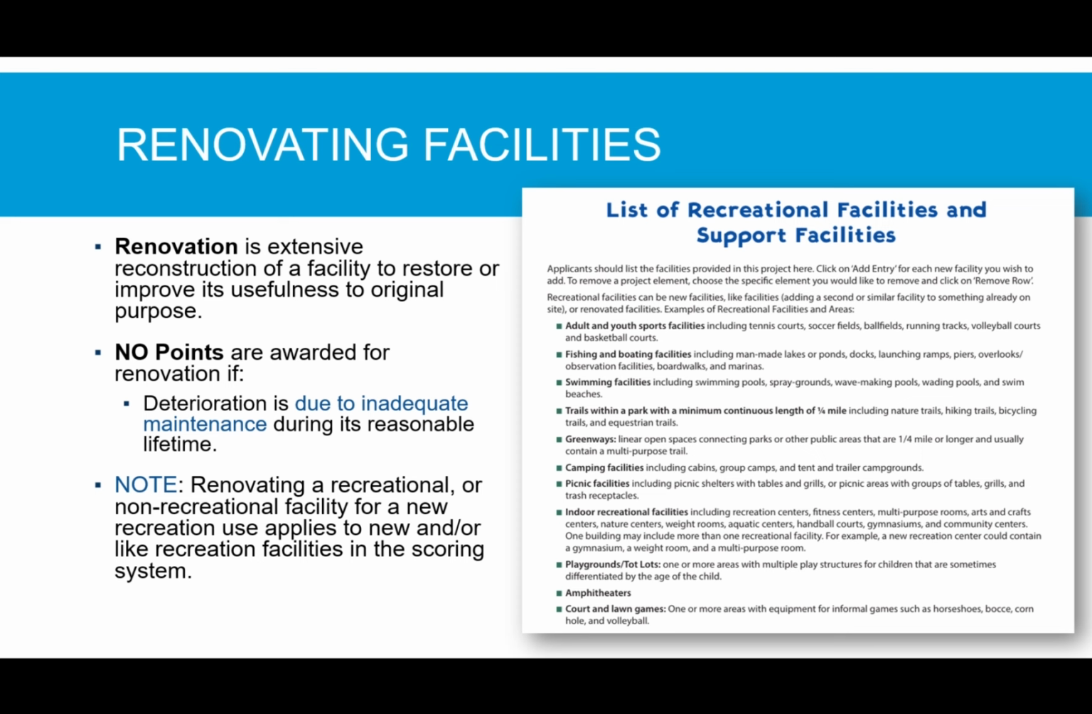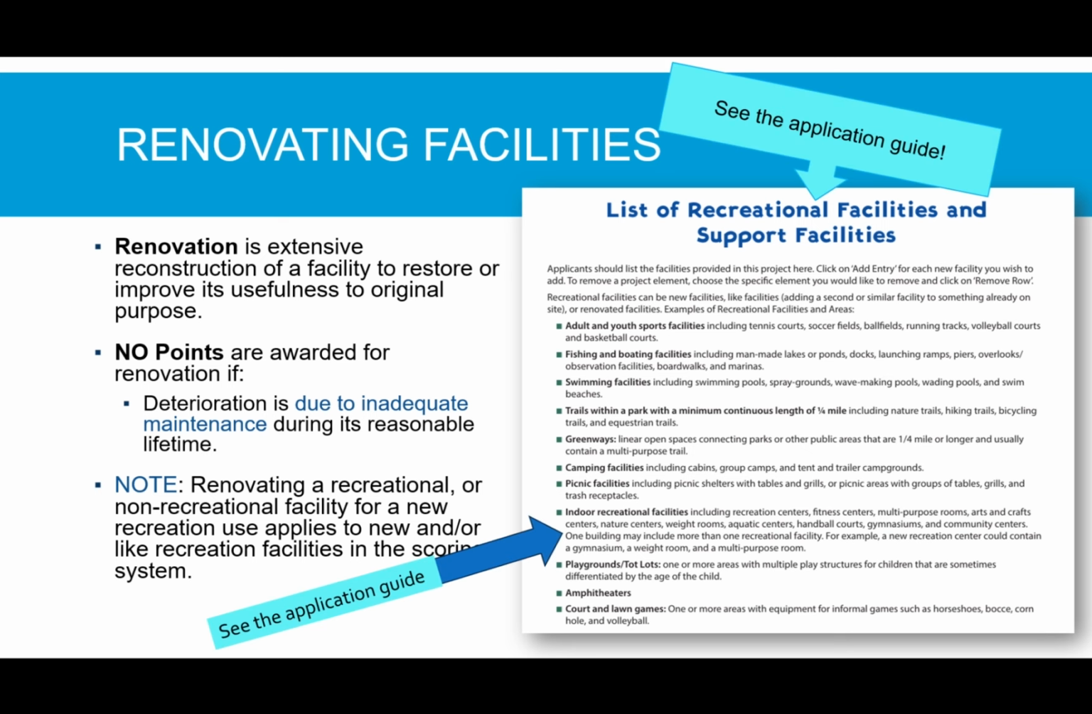So look in the application guide, make sure you take a look to see the list of examples of indoor facilities, recreation facilities, support facilities. Indoor facilities, which we talked about, again, you might have a gymnasium. It could include a fitness room, multi-purpose room, arts and crafts, pottery room, weight rooms. A lot of different things could be in there, and each one of those could be a separate facility. That's why it's important to submit the floor plan with your site plan in addition to it.